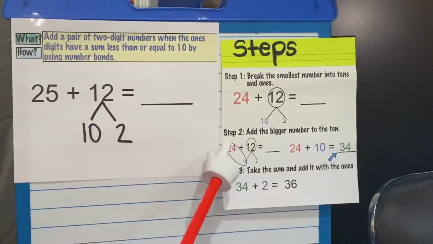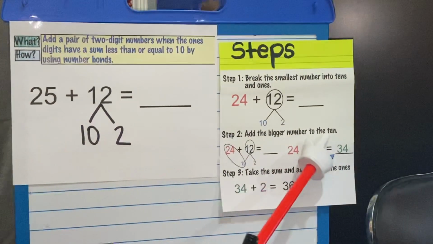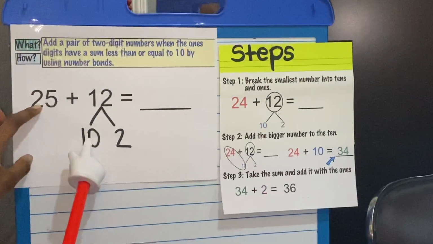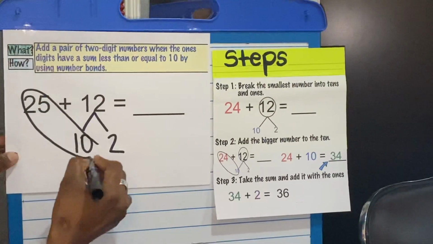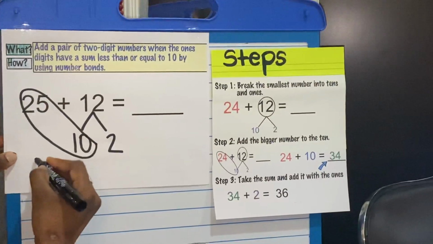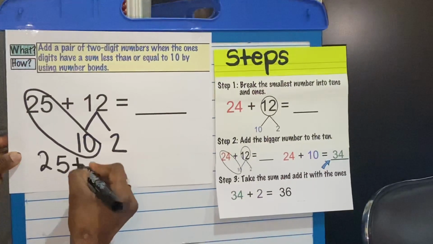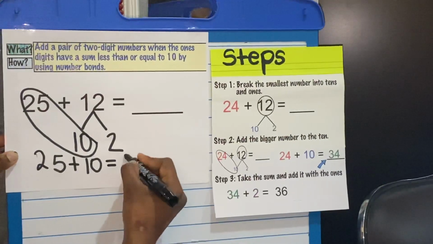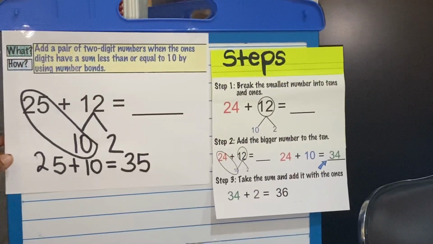Step 2. We're going to add the bigger number to the 10. So the bigger number is 25. So we're going to add it to the 10. So we're going to add these two numbers. 25 plus 10 equals 35. Am I done? No.